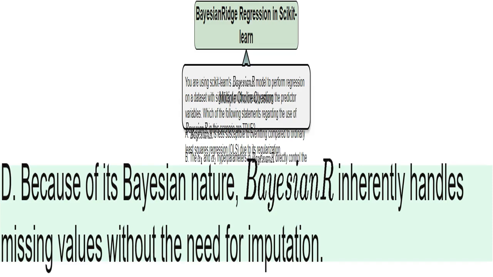Statement D is false. BayesianRidge, like most regression models, requires that you've pre-processed the data, handling missing values before fitting the model. It does not inherently handle missing values.